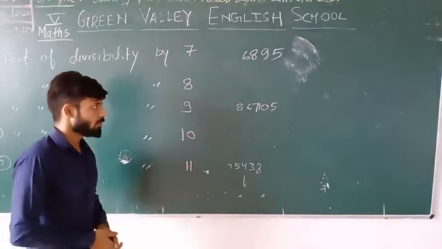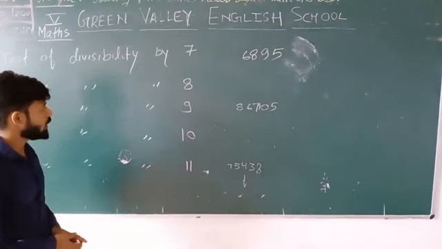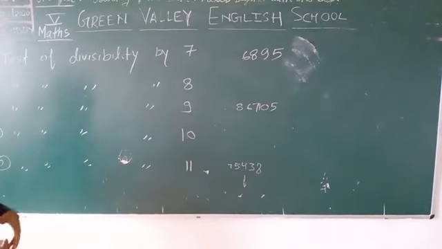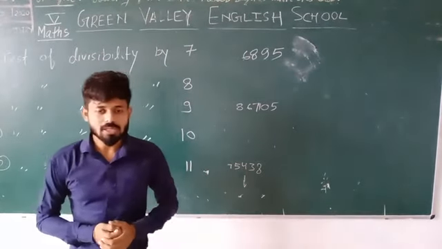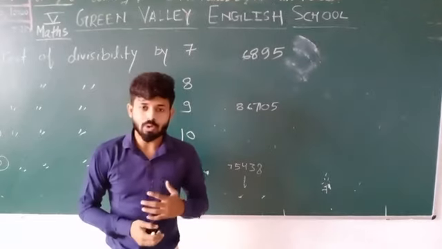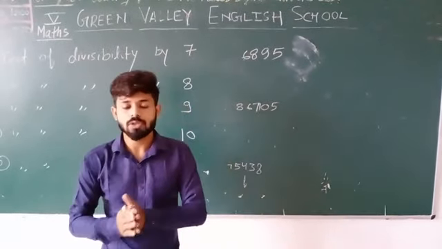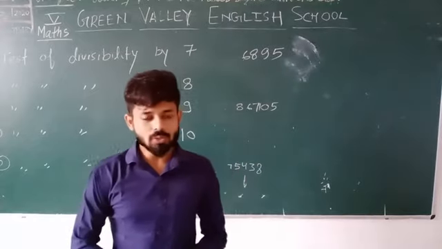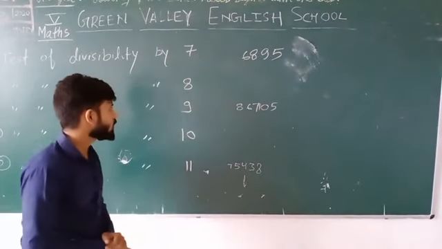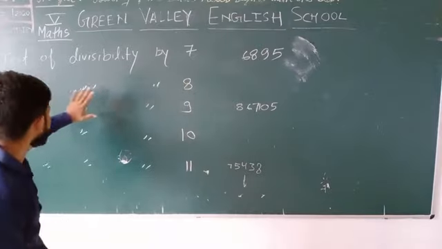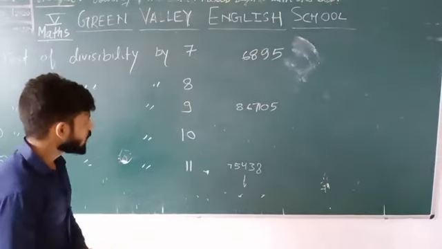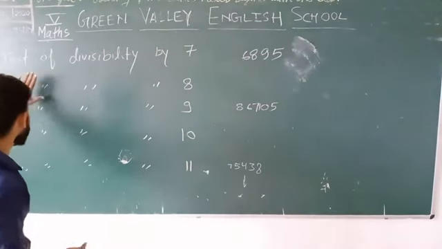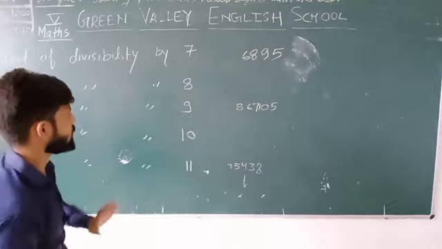So we were discussing factors and multiples, and we already discussed the properties of factors and the properties of multiples. In the previous class we also discussed the divisibility rules of 1, 2, 3, 4, 5 and 6. In today's class, we are going to discuss the divisibility rules of 7, 8, 9, 10 and 11. Okay. Firstly, we will discuss the test of divisibility by 7.